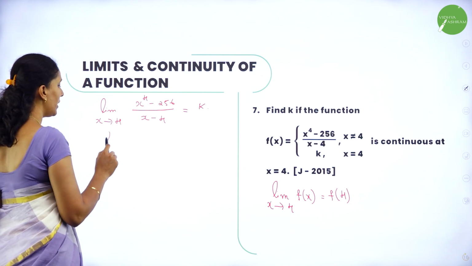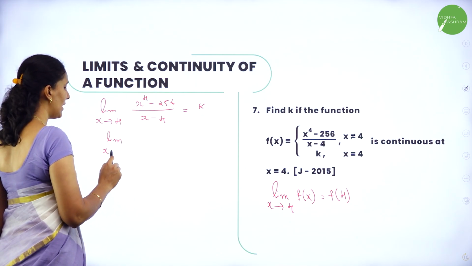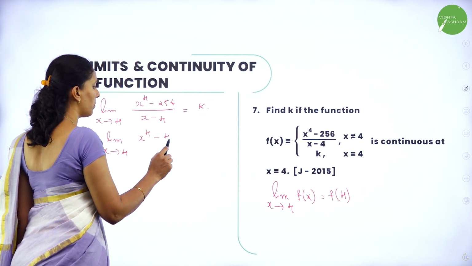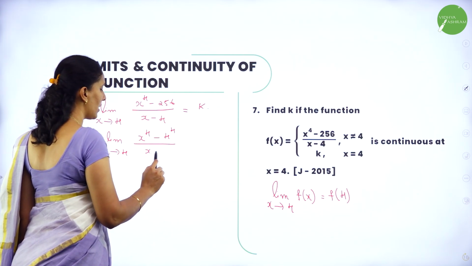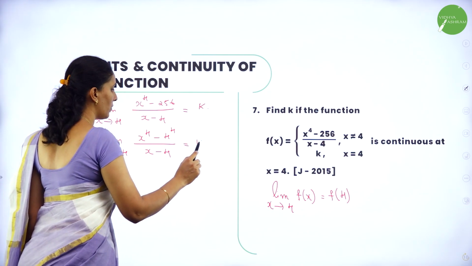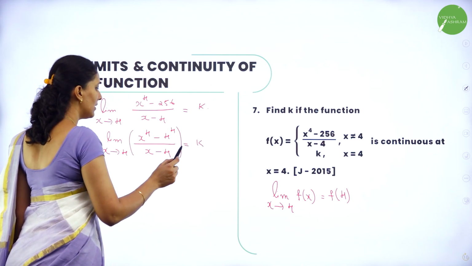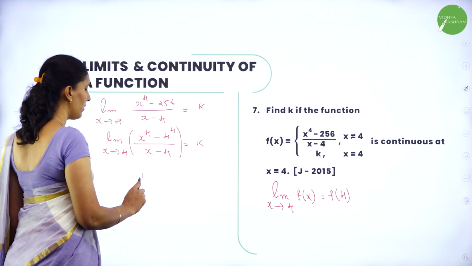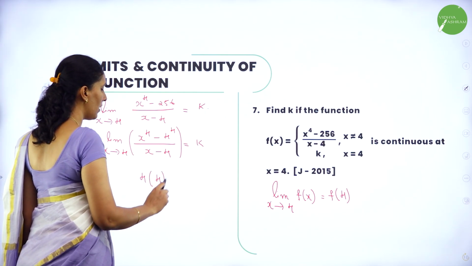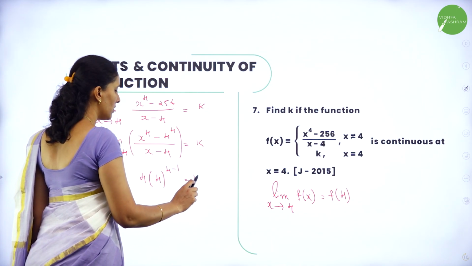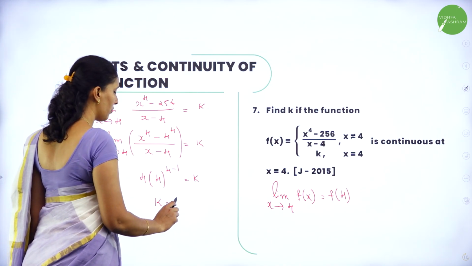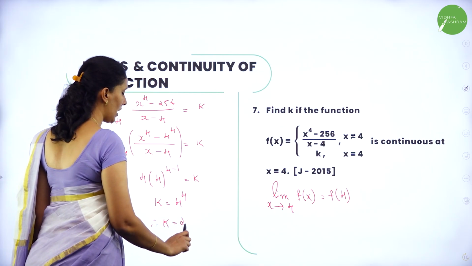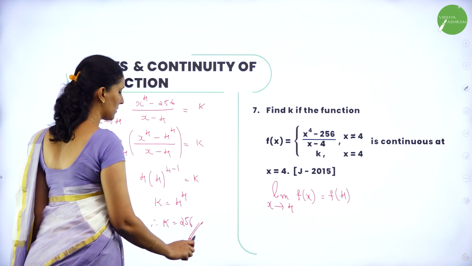Now this can be written in the form of a standard limit, that is (x power 4 minus 4 power 4) divided by (x minus 4), that is equal to k. Now if you apply the value of the limit as x tends to 4 here, the value will be 4 into 4 to the power 4 minus 1. So therefore k will be equal to 4 power 4, which is nothing but 256.